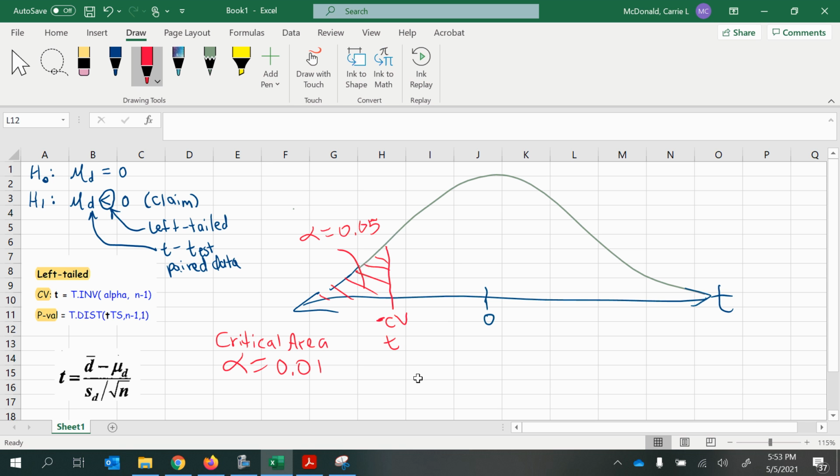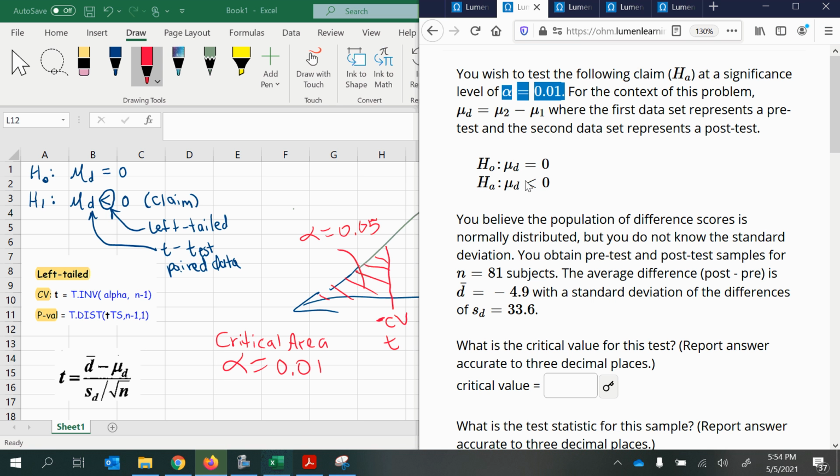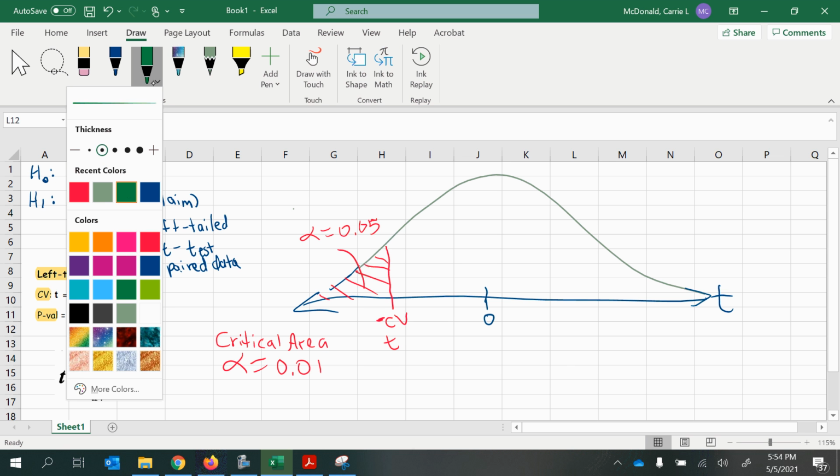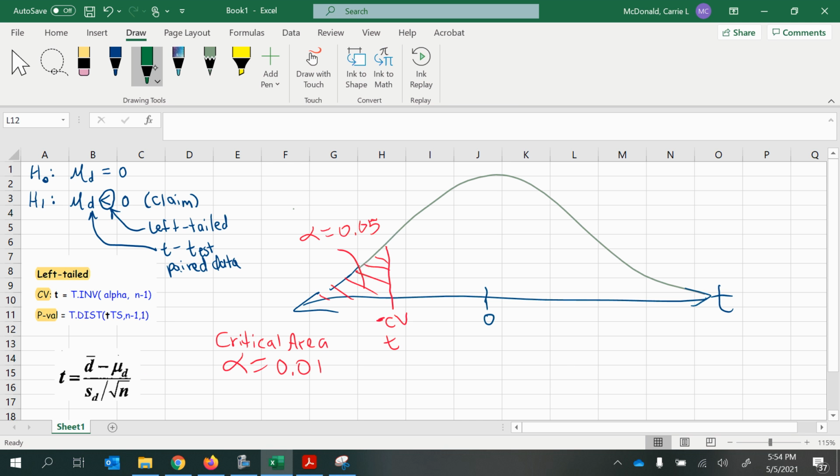Okay, so now to do that, notice that it says right here for critical value for a t-test, we're going to use t dot inverse. We're going to put in our alpha and our degrees of freedom, n minus 1. So we're going to need the sample size. Somewhere in this, we should be given a sample size. Here we have 81. Okay, so with our n of 81, I'm just going to write some sample information here.